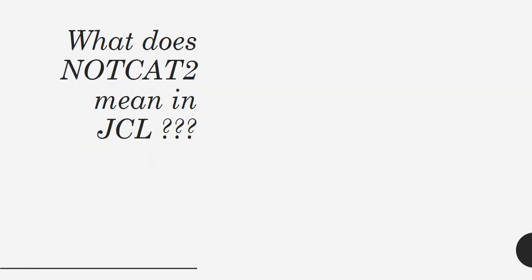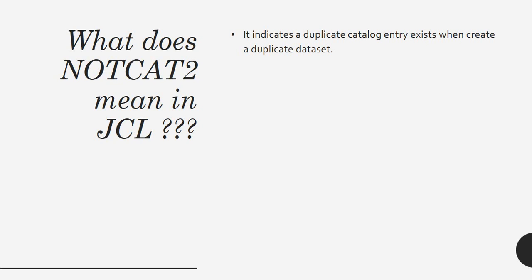And the next one that can be asked is: what does NOTCAT2 mean in a JCL? You might have noticed this, and it is also asked as a question. It indicates that a duplicate catalog entry exists when you create a duplicate. You already have something like test.input1 created, and you're trying to create it again, and it shows the message saying NOTCAT.